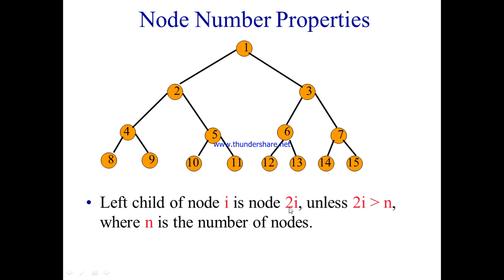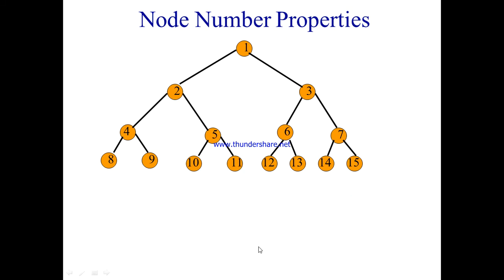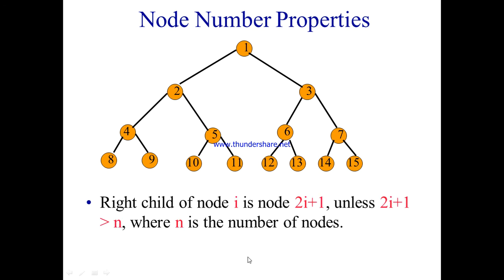The left child will be 2i. If 2i is greater than n, node I has no left child. Whatever I told you, if it is greater than n, I will not have the left child. Similarly, the right child is 2i plus 1. So 2 into 2 plus 1 is 5, so for 2, the right child is 5.